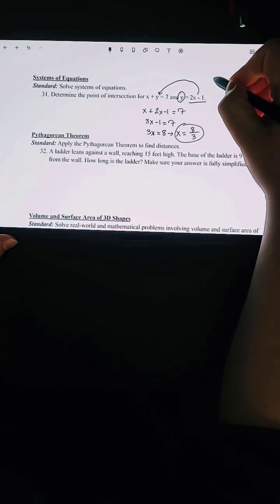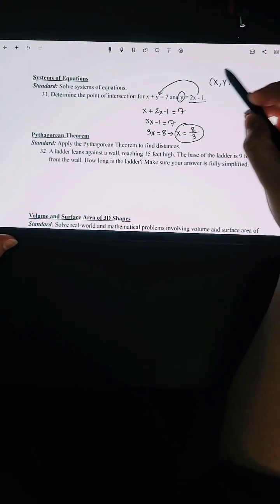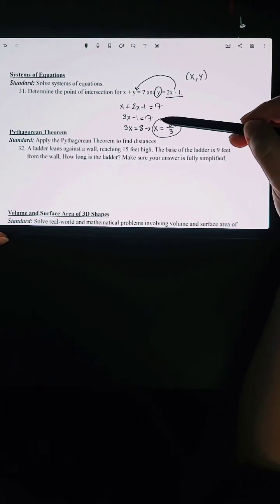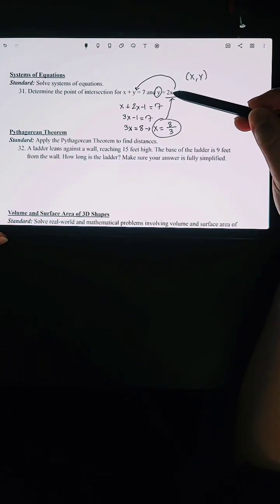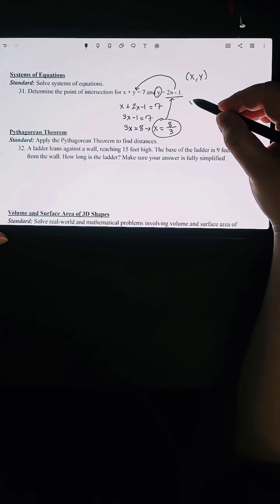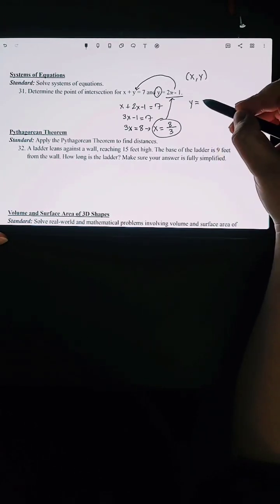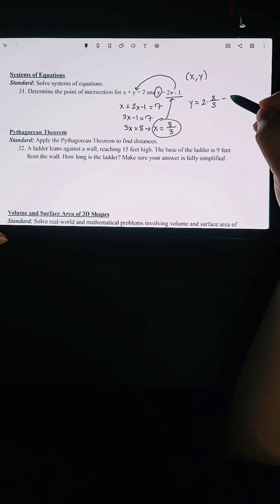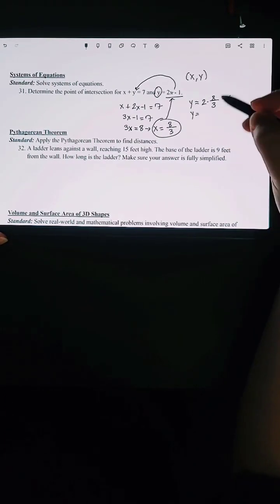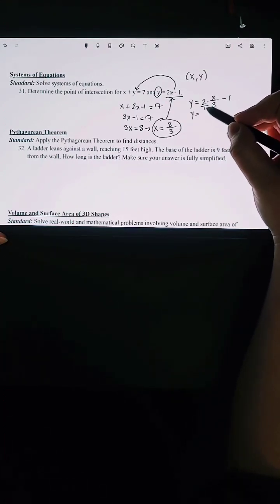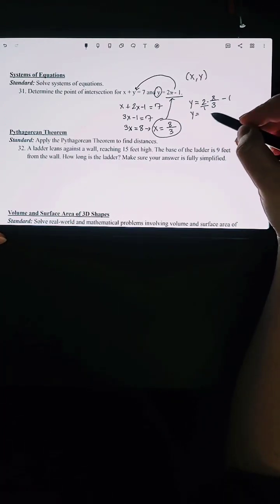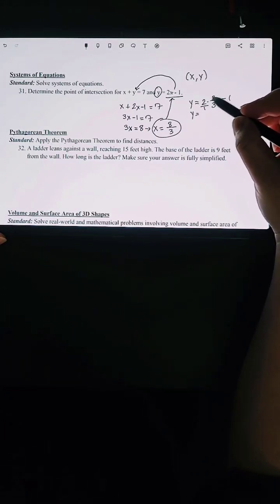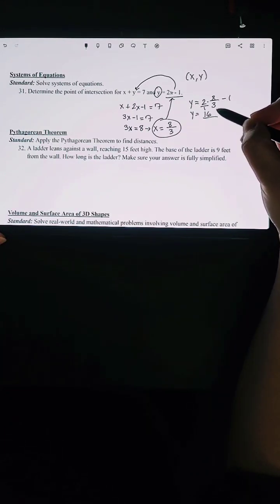Now remember, a point is always an x comma y, so I have x, but I need to find y now. So the way I'm going to do that is I'm going to plug in what I found for x into this equation and solve for y. So y is equal to 2 times 8/3 for x, minus 1. 2 times 8/3 is the same thing as 2 over 1 times 8/3. When you're multiplying with fractions, you just multiply the top, so 2 times 8 is 16, and then multiply the bottom, 1 times 3 is 3.